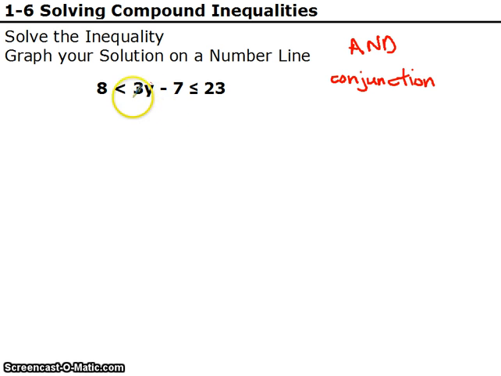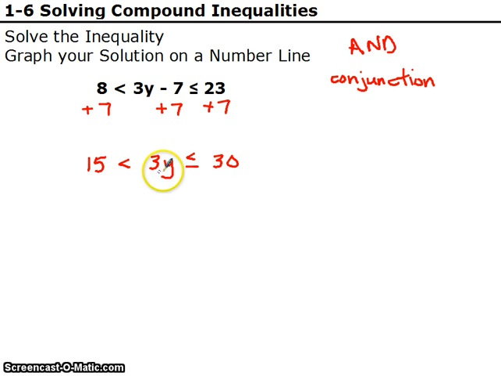All right, so our goal is to get y by itself in the middle. So we're going to add 7. And whenever you do something to the middle, you do it to both of the sides as well. So add 7 to all three sections. So that'll be 15 is less than 3y, which is less than or equal to 30.